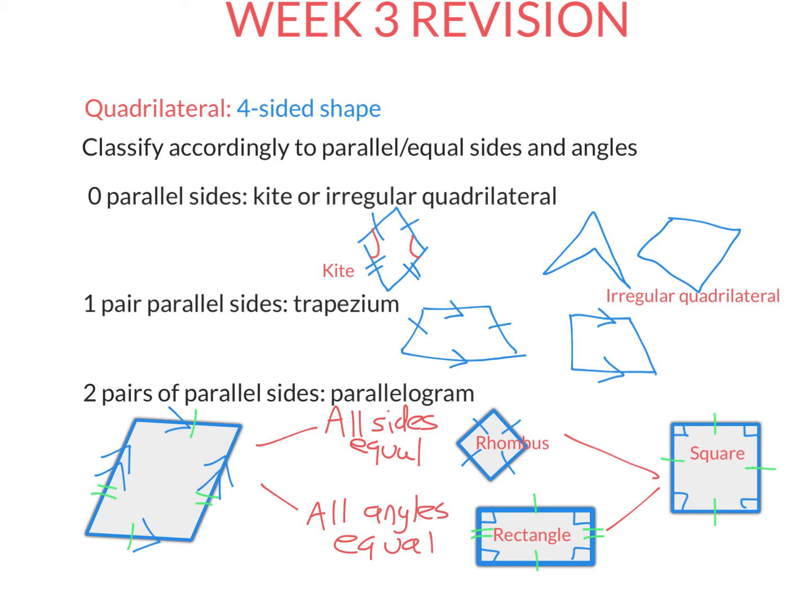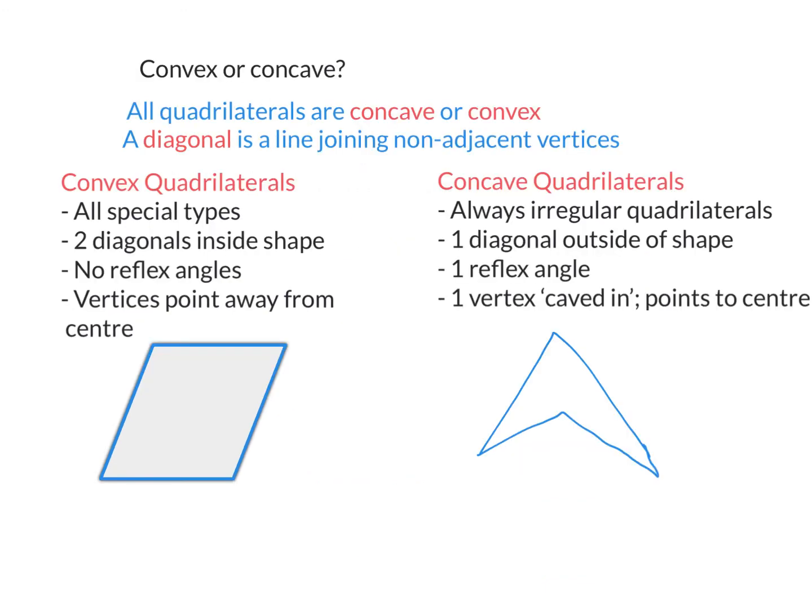Now we're going to classify quadrilaterals as convex or concave. So all quadrilaterals fit into one of those categories. Concave is sometimes called non-convex. So to understand the definitions of these two, we need to know what a diagonal is. It's just a line joining non-adjacent vertices. Non-adjacent means they're not next to each other. Vertices means corners. So diagonals join corners that are not next to each other. And I'll show you an example of that in a second.